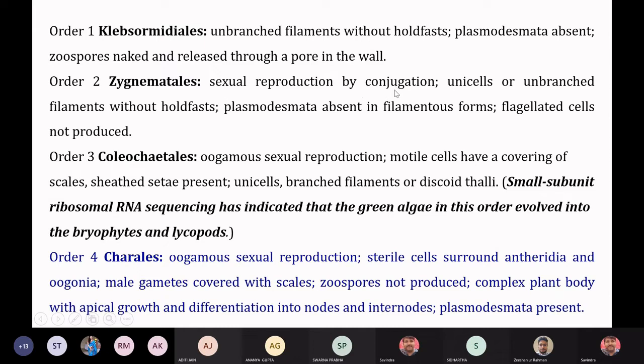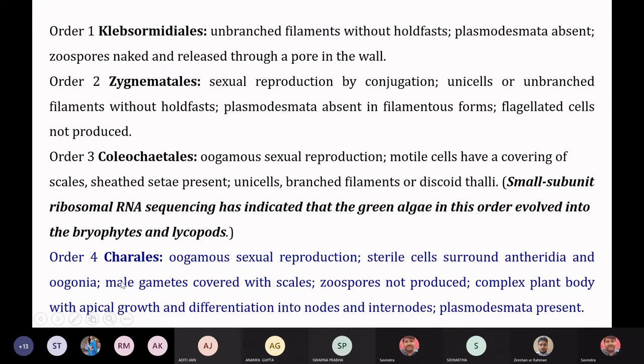And I am again saying, when we say that sexual reproduction takes place by conjugation, don't get confused with the conjugation of bacteria. It's altogether different. Coleochaetales we have already discussed, where we have seen the heterotrichous condition. Setae are present. So all those features we have already discussed in the previous class.